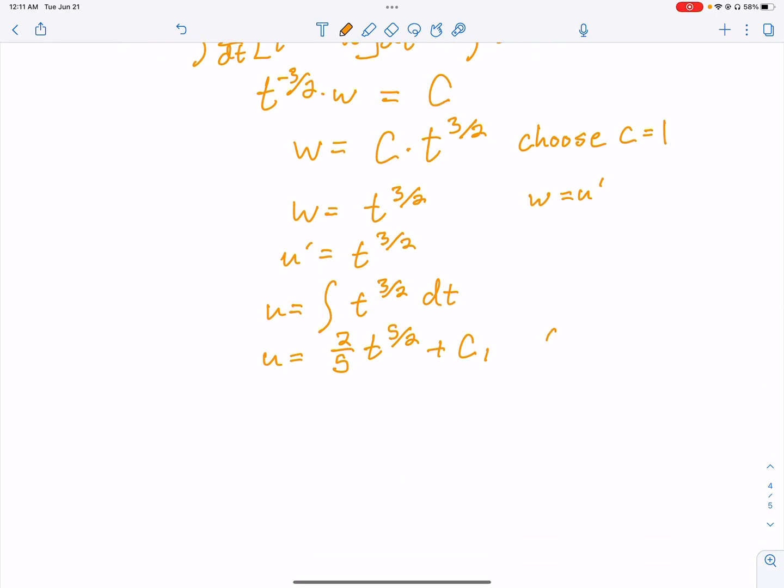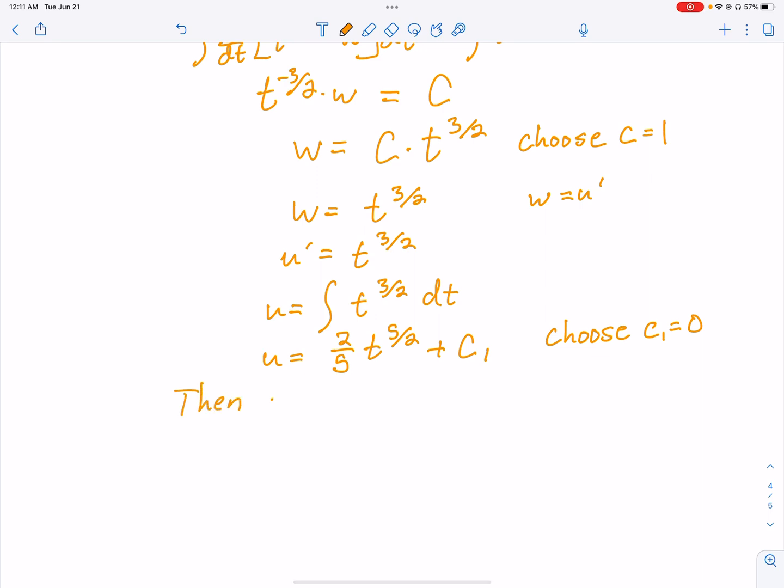All right, we're going to choose that c1 because we're going to have that same scenario. We're going to multiply by another constant later, and we're going to multiply c1 by another constant and call it something else. So I'm just going to call it a 0. Okay, so we have a 0 then.